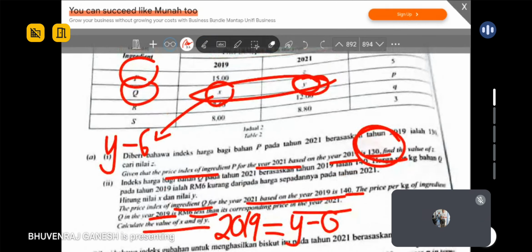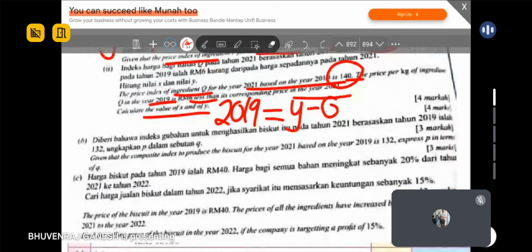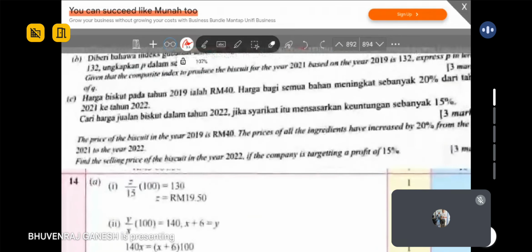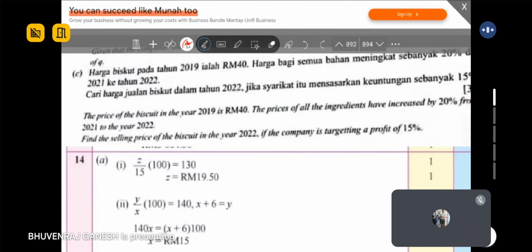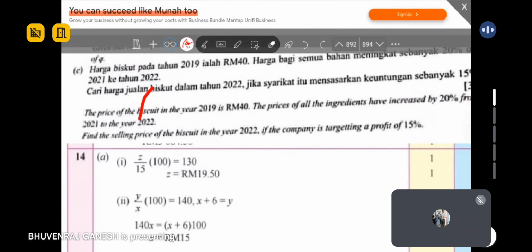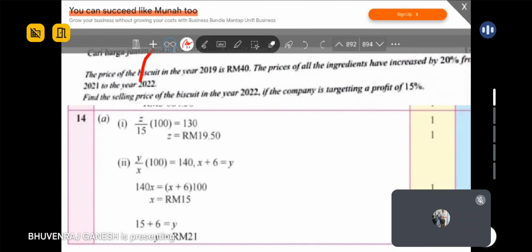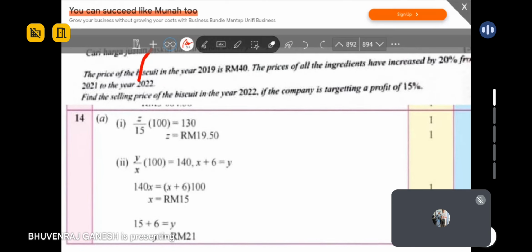Okay, so yeah, they already tell you the index is 140. Okay, so kamu bentuk persamaan. Okay, so your equation will look something like this. Okay, so this is what I said. Okay, so kamu cari nilai X dan Y. Alright, so this is your final answer. Jawapan akhir. Clear guys? So X is 15, Y is 21.